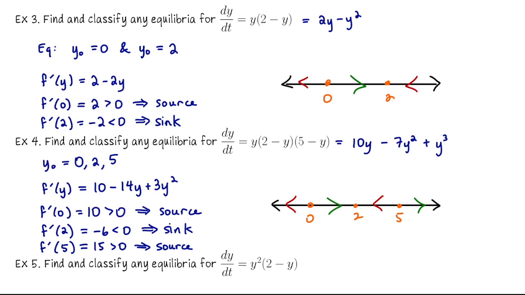I didn't leave very much room for myself to do number 5, but let's just say the equilibria are at 0 and 2. If you expand out that right-hand side polynomial, you get 2y squared minus y cubed. And you get f prime at 0 is 0. So 0 is inconclusive. And f prime at 2 is 4, so that's positive. 2 is a source.